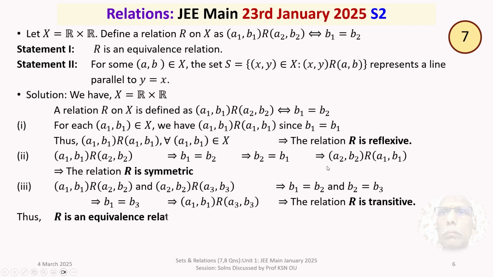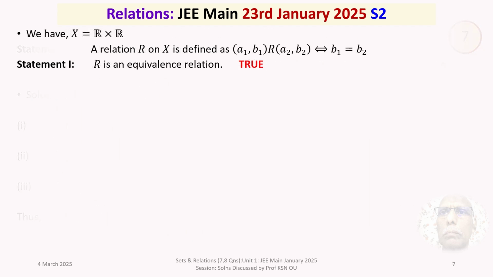Thus, the relation R is reflexive, symmetric and transitive. Therefore, R is an equivalence relation. Therefore, statement 1 is true. We move to the next slide for the discussion of statement 2. Statement 1 is true.